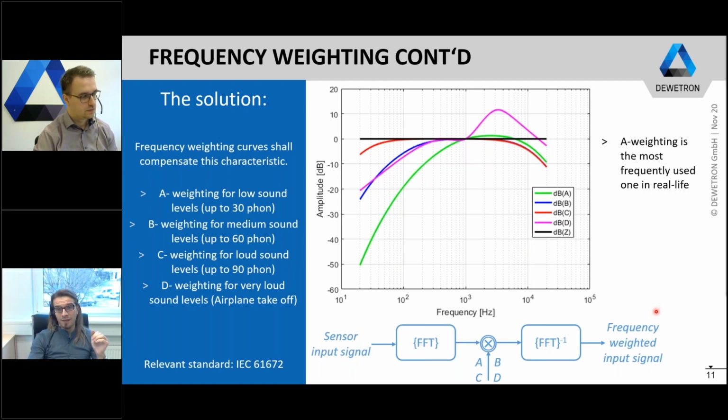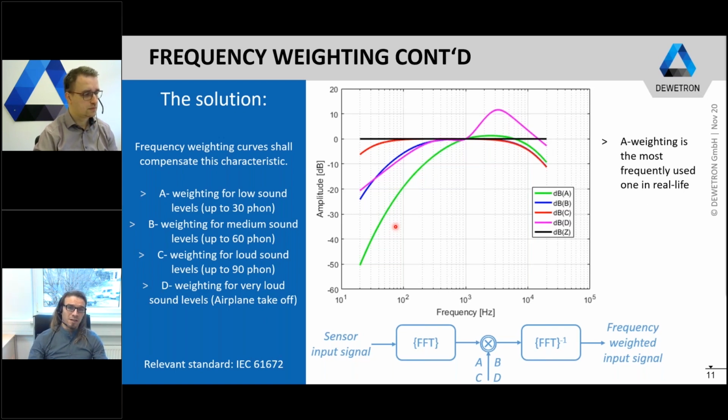Nowadays, the A weighting is more or less the most frequently used weighting curve in real life. The reason is that these different frequency curves were determined by hearing tests with persons, and during these tests, only pure sine wave sounds were used to determine these curves. The problem is that pure sine waves nearly never occur in real life, but any sound always has harmonics.